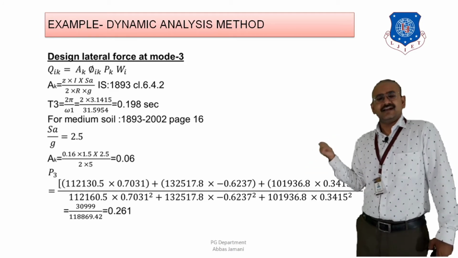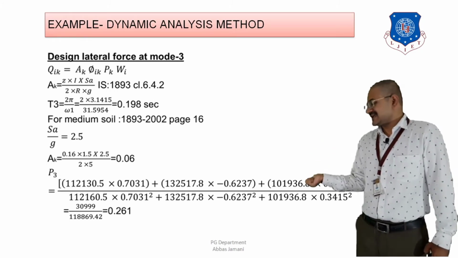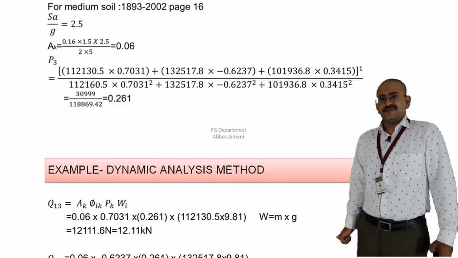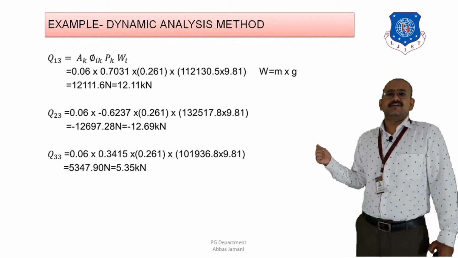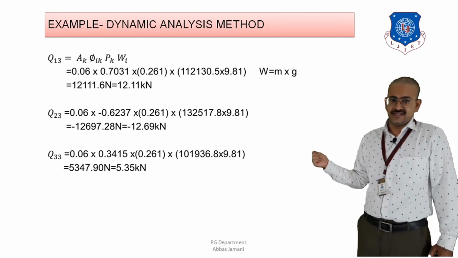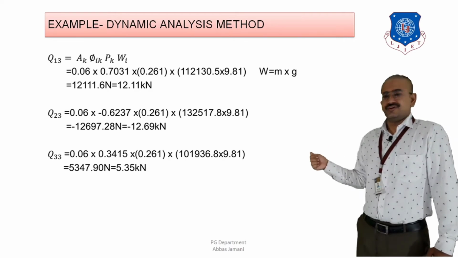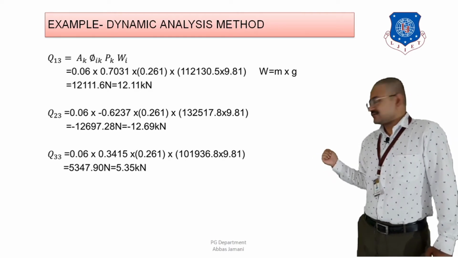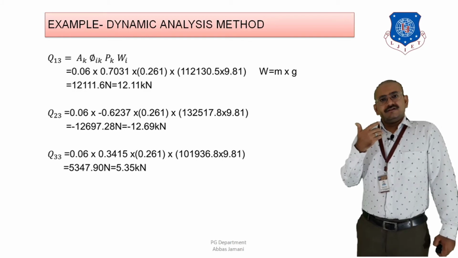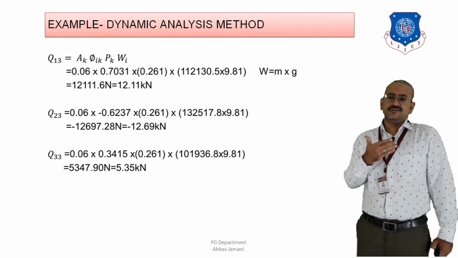Then for the value of P3, again W1, W2, W3 are there, phi 13, phi 23, phi 33 are there with me. Substituting these values, I get the value of P3 is equal to 0.261, as shown in the calculation over here. Once that is available to us, I can find out the lateral loads at first floor, second floor and third floor corresponding to mode shape 3. Right? So substituting these values, I get Q13 is equal to 12.11, Q23 is equal to 12.69 and Q33 is equal to 5.35 kilonewton. Right? So now with this we complete the calculation of design lateral forces at each of the steps.